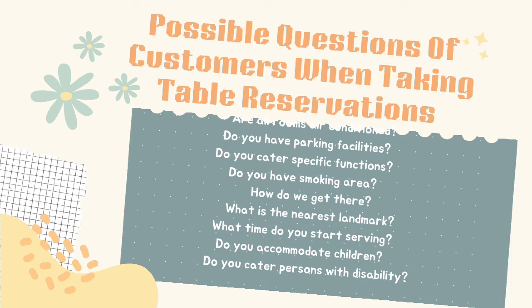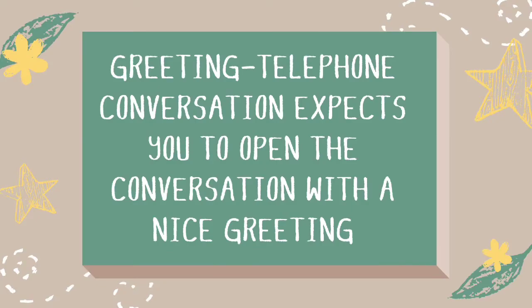Do you have parking facilities? Do you cater specific functions? Do you have a smoking area? How do we get there? What is the nearest landmark? What time do you start serving? Do you accommodate children? Do you cater to persons with disability? So those are the possible questions of customers when taking a table reservation. Now let's proceed to telephone ethics.